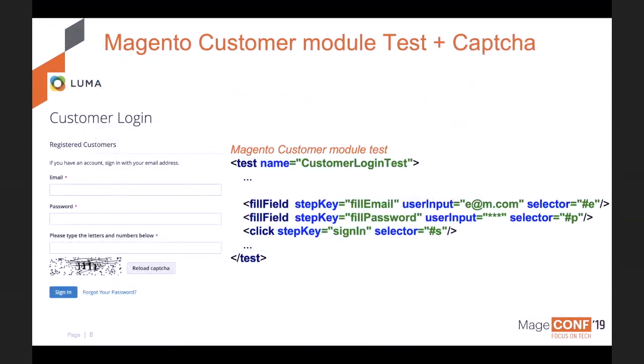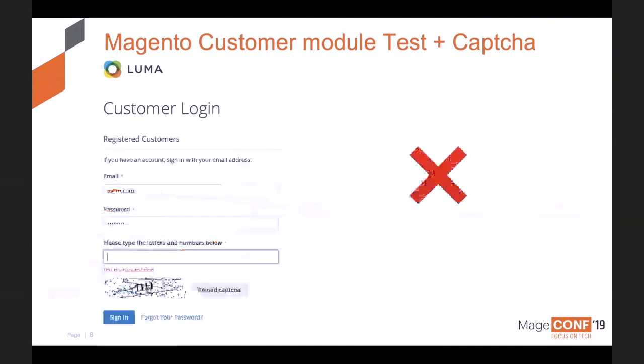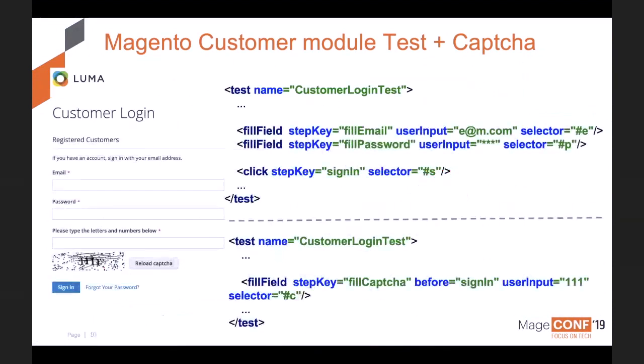What will happen if we have the CAPTCHA module enabled? Definitely all of you understand it, but I'll show you. The test will fail because Magento will say, hey, you have one more required field, you didn't fill it. So how to solve this problem? Here at the top we have the same Magento test, which is located in the Magento customer module. It does the same steps as I showed you before.